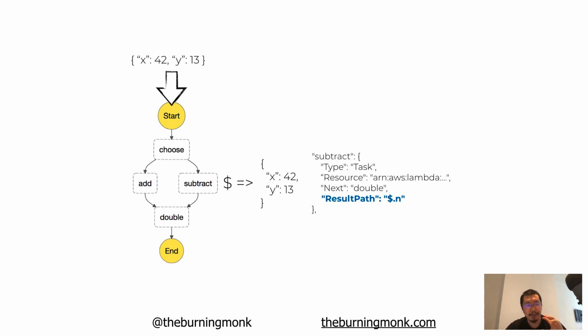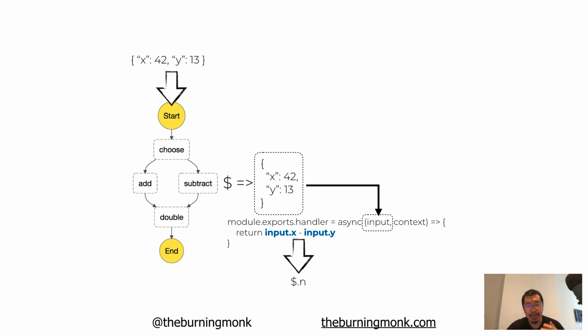Imagine the subtract state is a task, and is therefore triggering a Lambda function. The Lambda function is going to get this whole input as it currently stands, with x 42 and y 13, and we can access them as the invocation event object for our Lambda function, just like this. And then whatever our function returns, we can bind the return value. Normally, the return value would be bound to the whole input, so you will override the whole input, the dollar sign symbol.